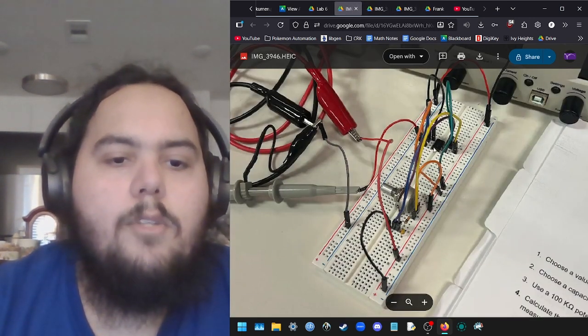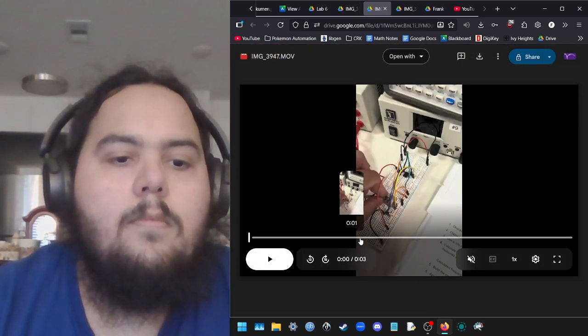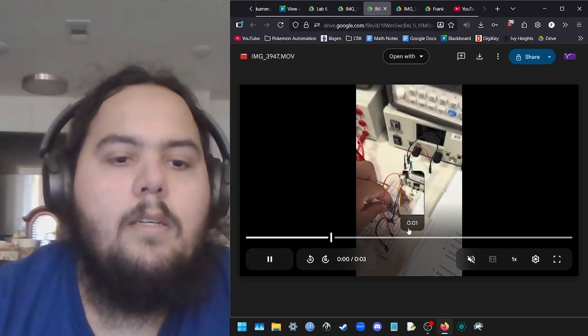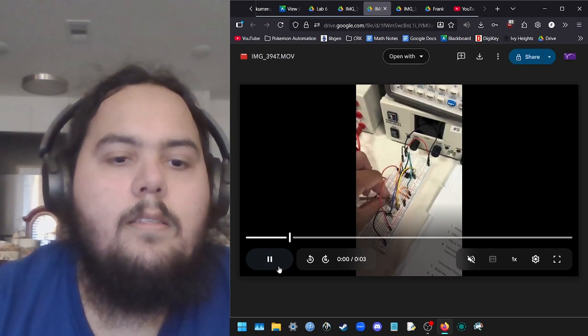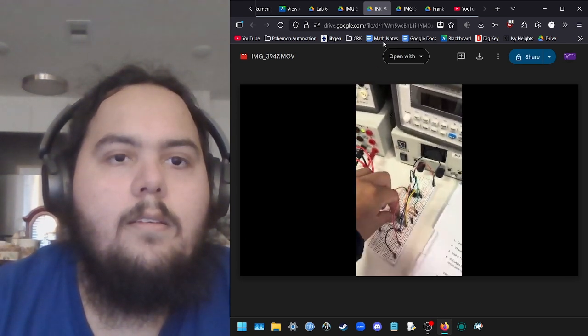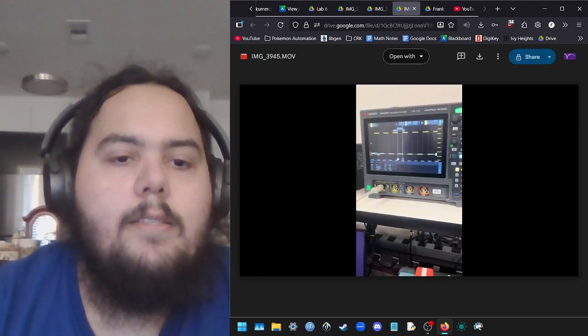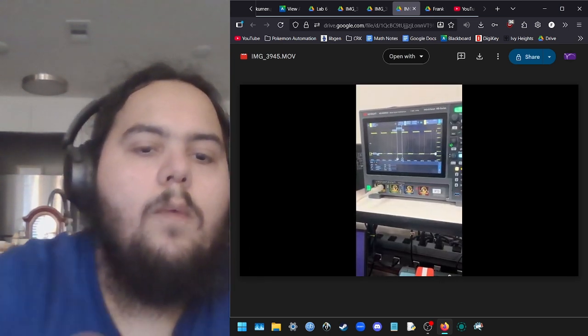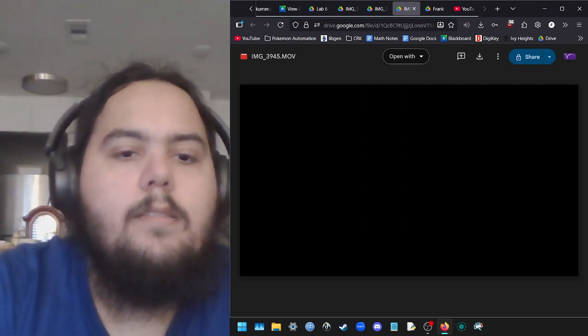Here's my circuit that's all configured, and here's me turning the potentiometer left and right. This is showing what happens when you increase and decrease the resistance.